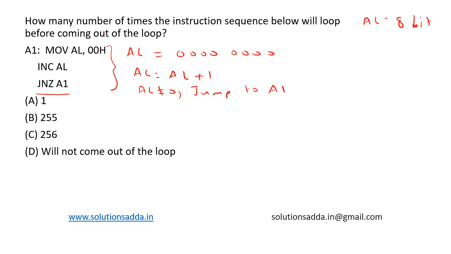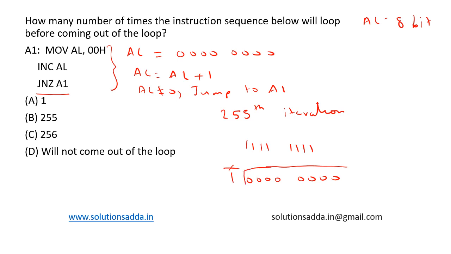Now this continues till the 255th iteration. Then the value at the 255th iteration will be 1 1 1 1 1 1 1 1. Now in the 256th iteration, the value will become 1 0 0 0 0 0 0 0 0. Since AL is 8-bit, this one gets discarded and again it will be reset to 0. So in total 256 iterations happen before coming out of the loop. As a result, option C, 256, is the right choice.